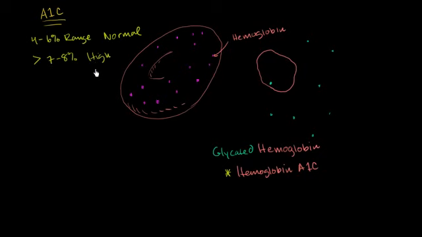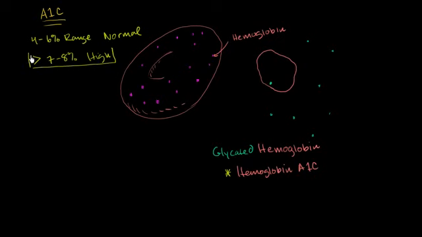And so you can imagine this is kind of a proxy for how much glucose you have in your bloodstream. Because the more glucose that you have in your bloodstream, the higher the probability that that glucose is going to react with the actual hemoglobin. So that you're going to have a higher percentage of hemoglobin A1C.